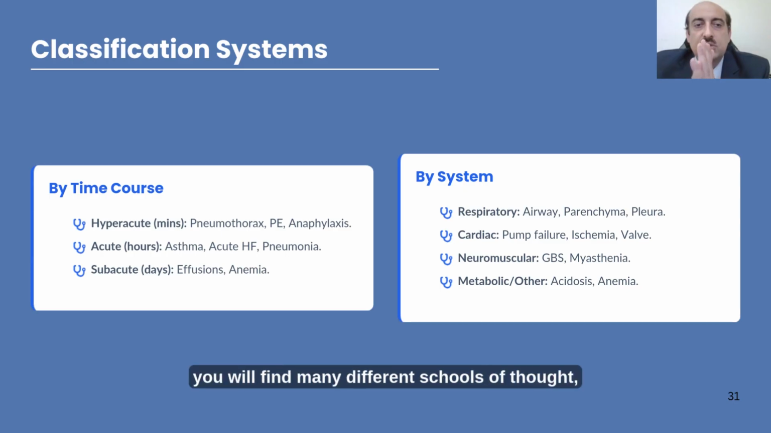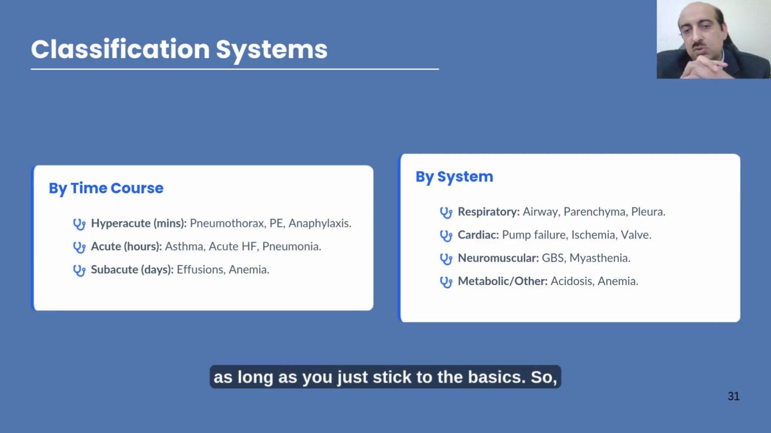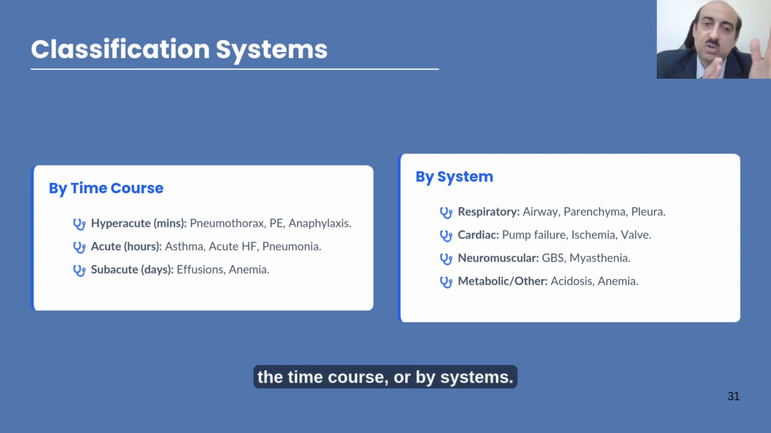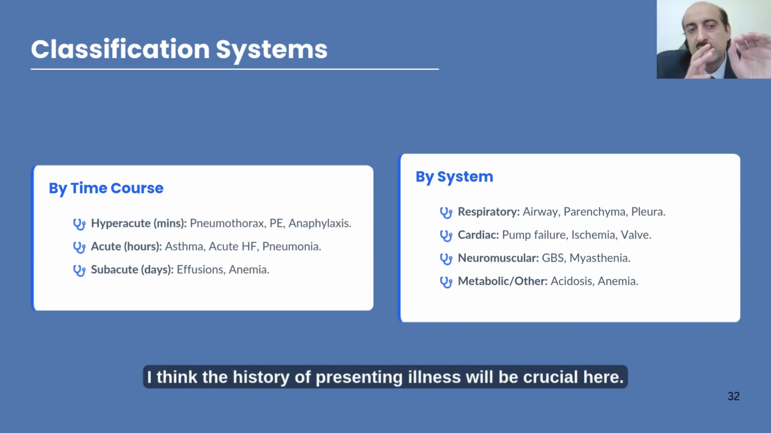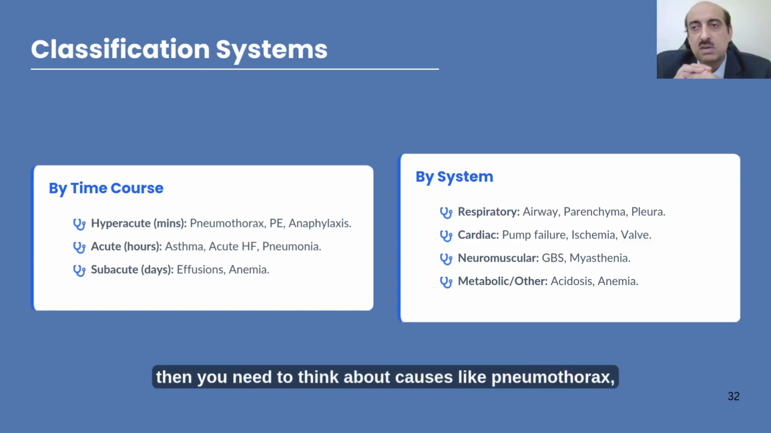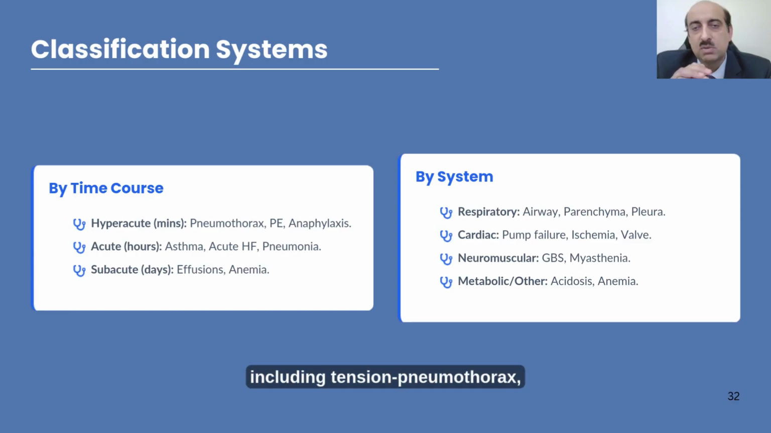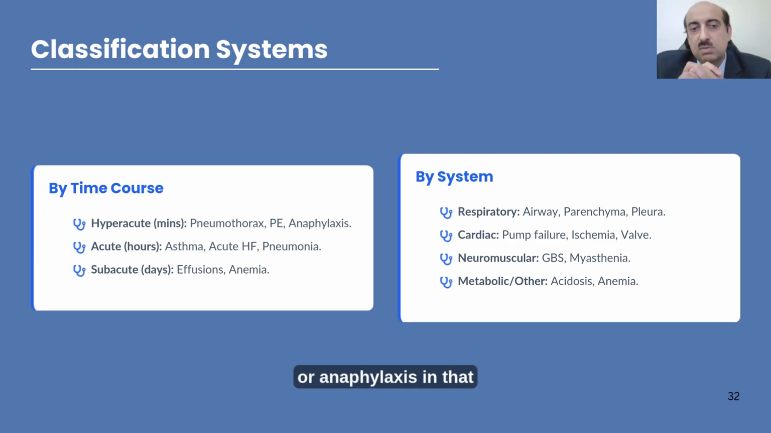In terms of classification, you will find many different schools of thought and many different approaches, and all of them are correct, as long as you stick to the basics. You can classify the etiologies or causes of dyspnea according to the speed of onset, the time course, or by systems. Both of them have their own implications. I think the history of presenting illness will be crucial here. If it is hyperacute onset of dyspnea, then you need to think about causes like pneumothorax, including tension pneumothorax, acute pulmonary embolism, or anaphylaxis.